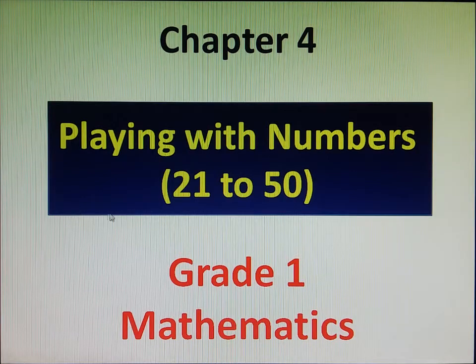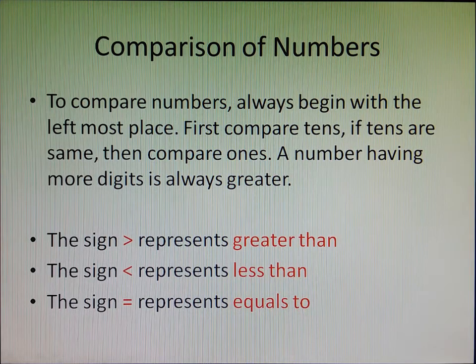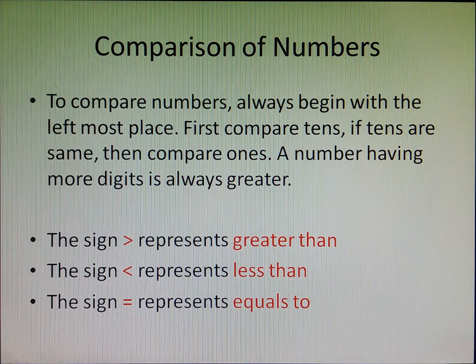Hello everyone. Today we are going to start the next topic of chapter number 4, Playing with Numbers. The topic is comparison of numbers. This topic you have already studied in chapter number 2, but that was for numbers 0 to 20. So let's revise and study this chapter once again for the numbers 21 to 50. So first of all is comparison of numbers.